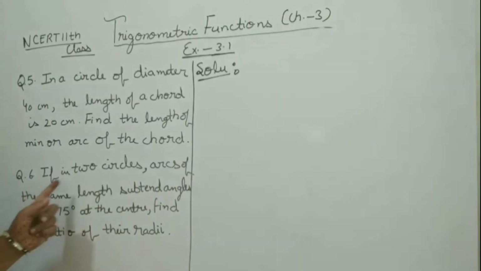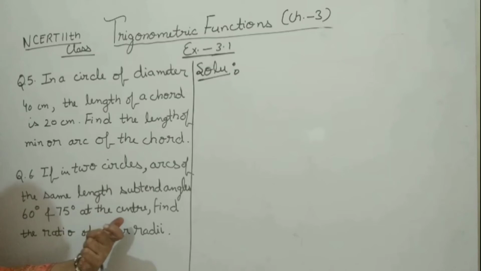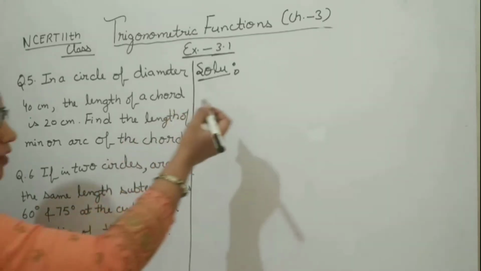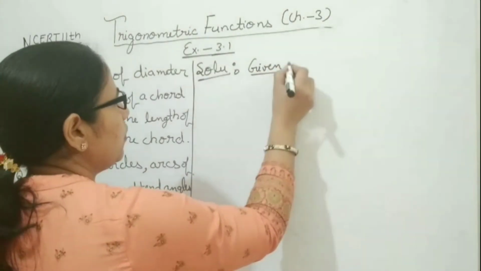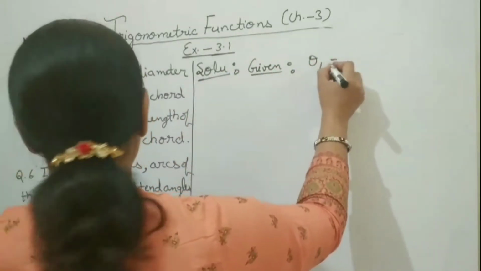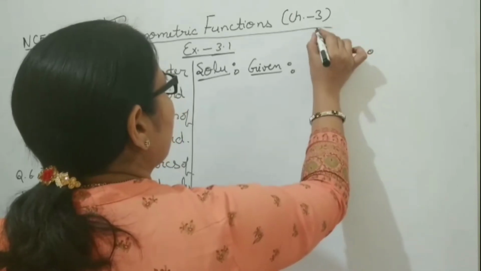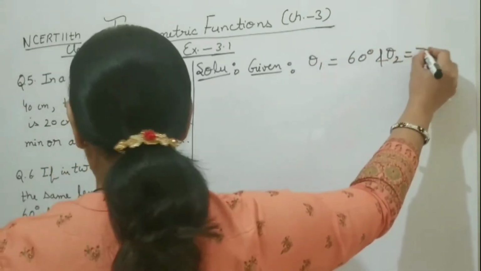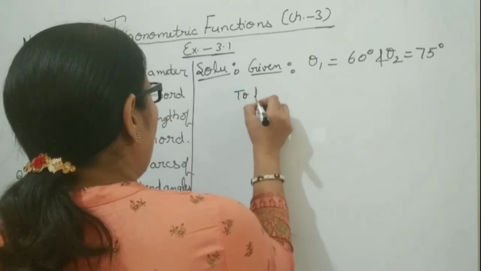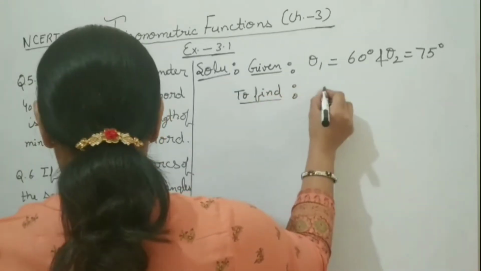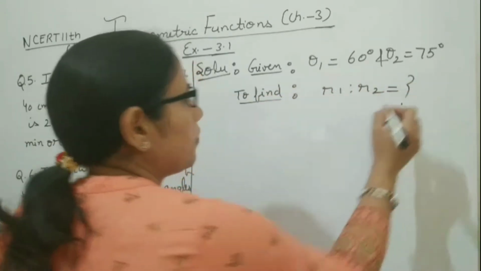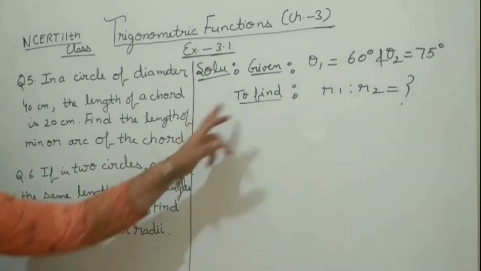Now question number 6 is: if in two circles arcs of the same length subtend angles 60 degree and 75 degree at the center, find the ratio of their radii. Here in this question two angle measures are given, 60 degree and 75 degree, and we have to find the ratio of their radii. So first write down what is given in the question. Given: theta 1 equals 60 degree and theta 2 equals 75 degree. We have to find the ratio of their radii, means R1 is to R2. Got it? What is given and what we have to find out.